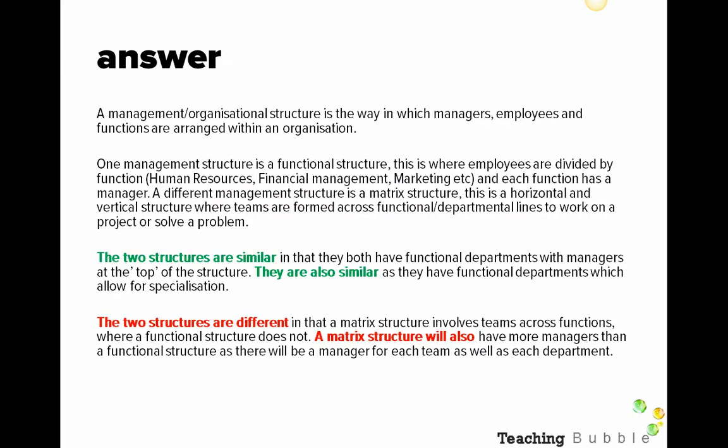So here's an answer. Now this is quite large obviously, but we've broken it down into different sections. So you can see here they've defined a management structure, the way in which managers, employees and functions are arranged. They've then essentially defined 2 different management structures. So one management structure is a functional, they go on and define that, and then a different management structure is a matrix structure, and they go on and define that. Now essentially that's a description, so they haven't got any marks yet, but it sets up the question really well.